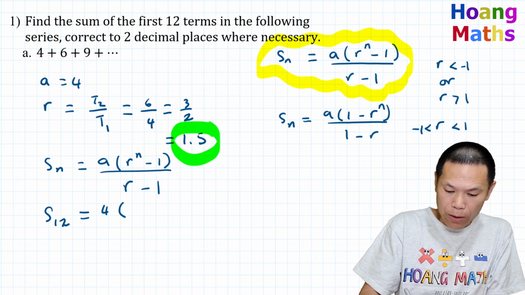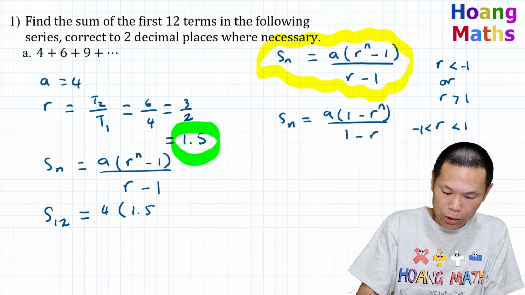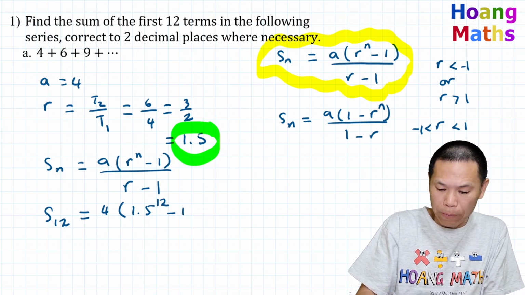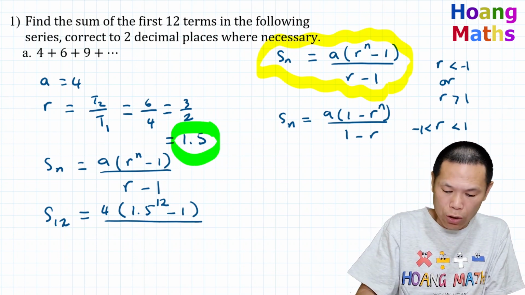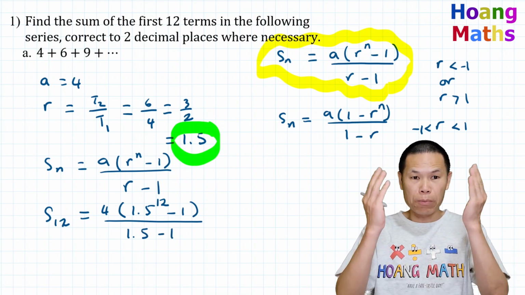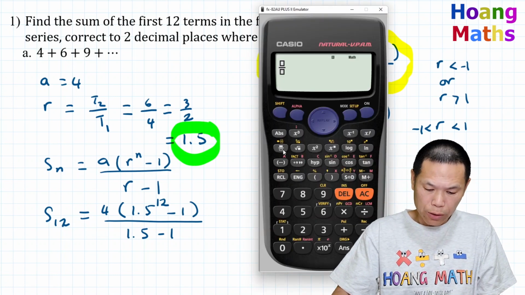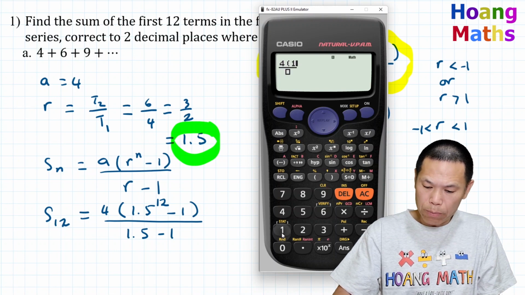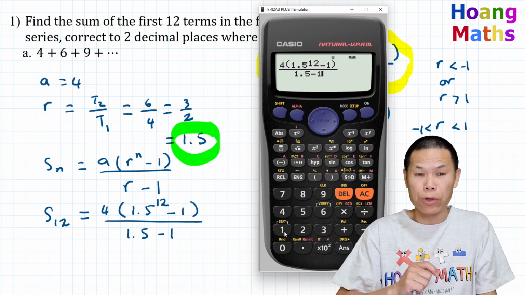So we just write this down. 1.5 power of n. And in this case, n is 12. So we just write 12 and minus 1 over r minus 1. R is 1.5. So we just go 1.5 minus 1. So what I do now is I just put that on the calculator. So I just go fractions, 4 brackets, 1.5 power of 12 and minus 1, brackets over 1.5 minus 1. Or you can just put 0.5.